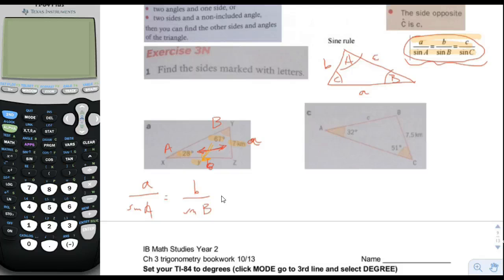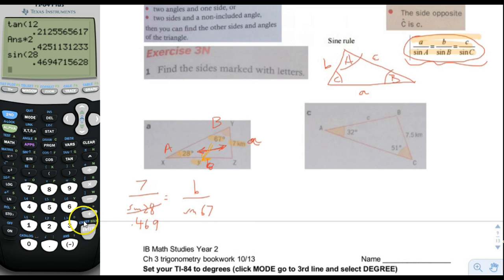So I'm going to use the eraser and erase the small a, because instead of a, we're going to put 7. I'm going to erase big A, because instead of big A, I'm going to put 28 degrees. And I'm going to erase big B, because instead of big B, I'm going to put 67 degrees. Okay? And then I'm going to put sine 28 and sine 67 into the calculator. So sine 28, 0.469, and sine 67, 0.921.